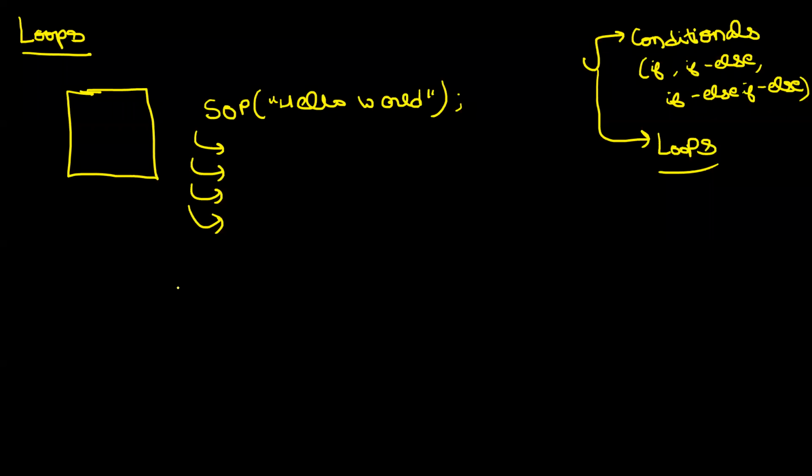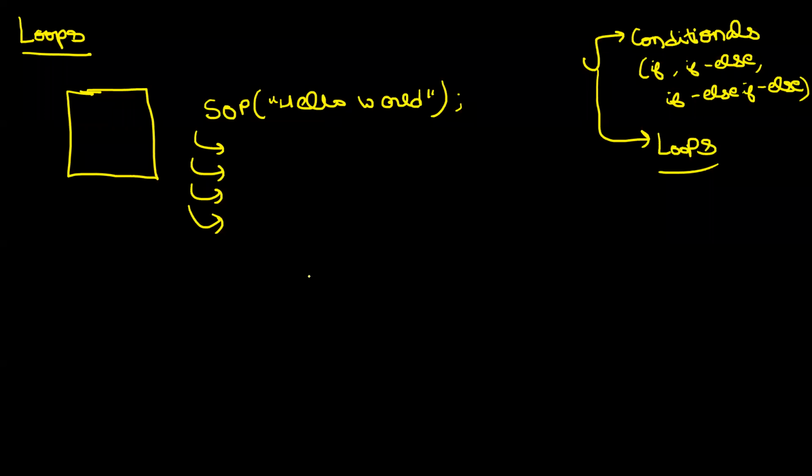It will be very boring of you and me to write 100 different times System.out.println hello world, hello world, hello world, hello world, hello world. No, we don't want to do this repetitive task on our own. So that is where loops come to our rescue. Now, what does a loop do? We will be using loops whenever I want to repeat some lines of code again and again.